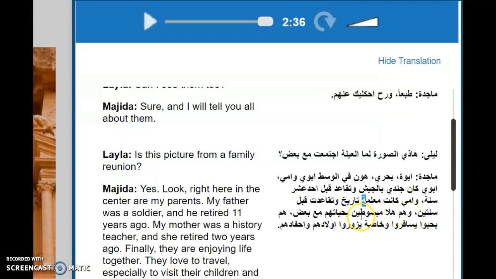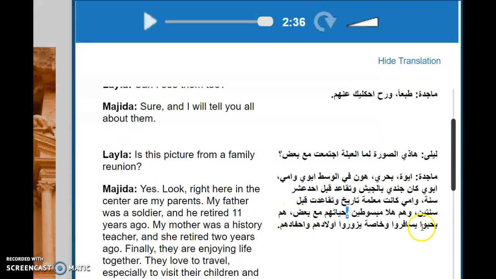وهم هلا مبسوطين بحياتهم مع بعض. وهم, and they are now happy in their lives together. This is an attached preposition be.